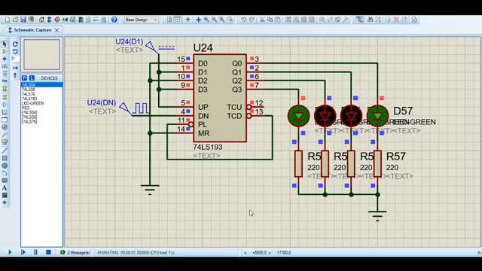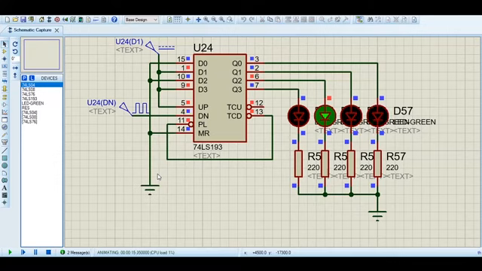Here we can see that the parallel load inputs have 1, 0, 1, 0, or binary 10 input. The DN pin is attached to a clock generator and the up pin is attached to a 1 input. Therefore, this counter counts down. The CLR or reset input here is attached to the ground, which means it is not triggered in this circuit.